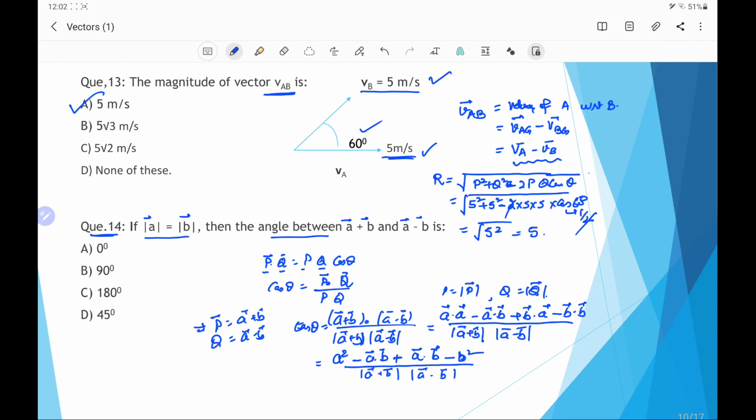The minus A dot B and plus A dot B get cancelled, so simply we will have A square minus B square divided by magnitude of vector A plus vector B into magnitude of vector A minus vector B. As per the question, it is given that magnitude of A equals B. Hence cos theta will be equal to 0, because A square minus B square results in 0. This implies that theta equals pi by 2. Hence option B is the correct option.